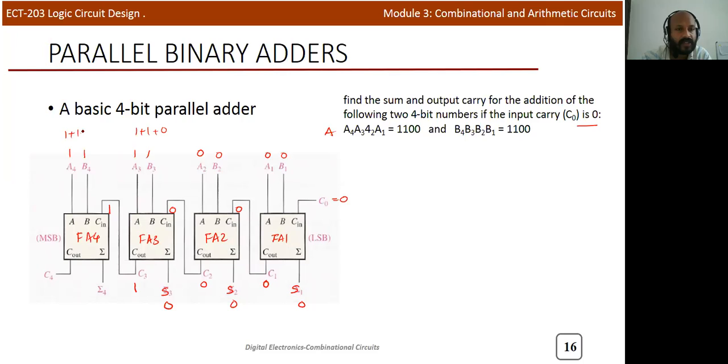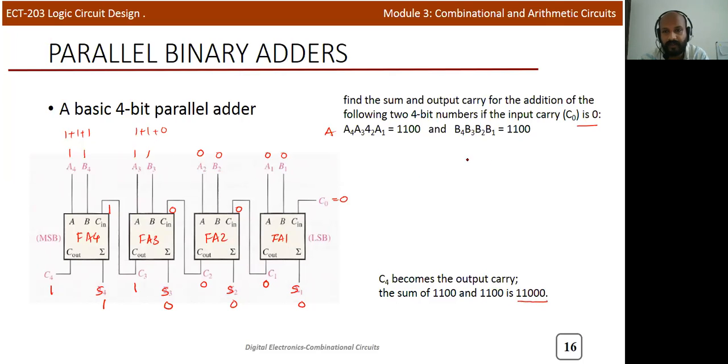So here it is 1 plus 1 plus 1. So here the sum is equal to 1 and the carry output will be 1. So this is the final output. So you can write it like this. The final output will be 1, 1, 0, 0, 0. So if you are adding 4 bits, you finally get 5 bits, including this carry.